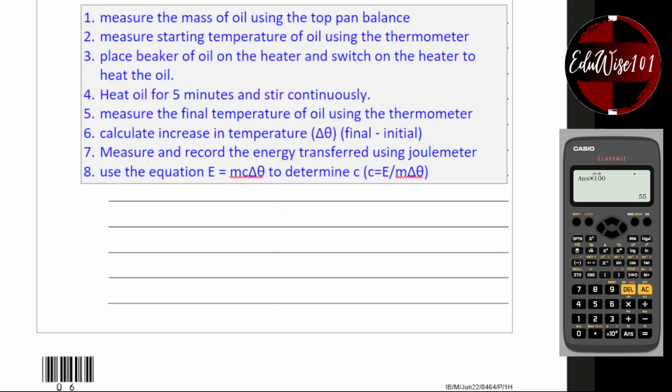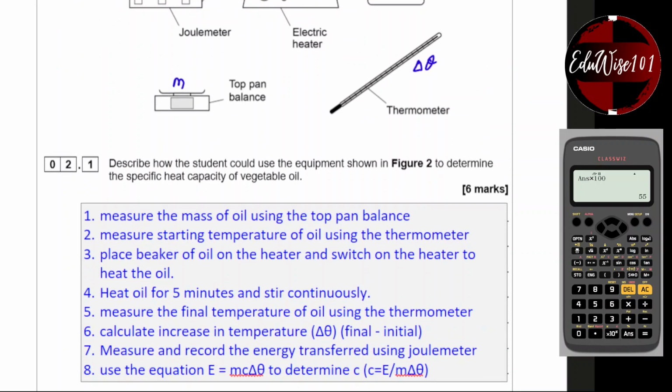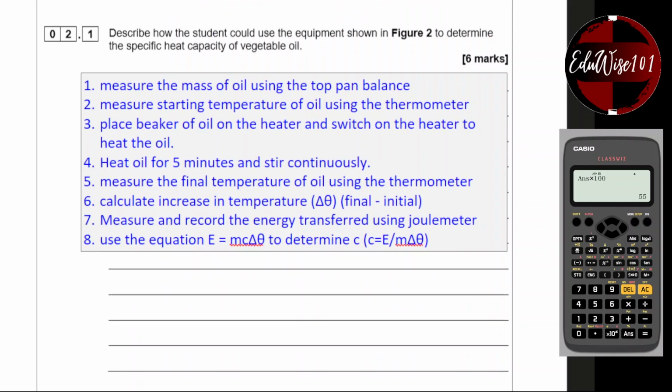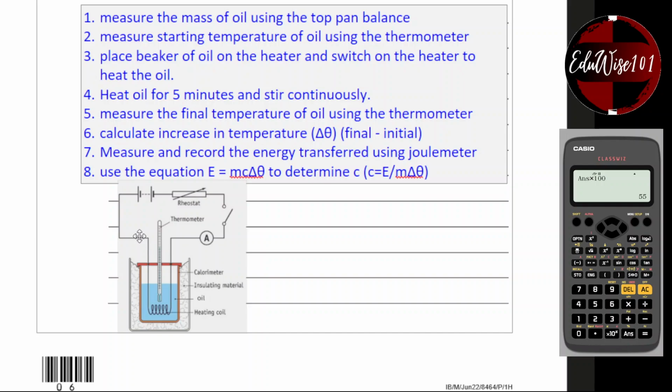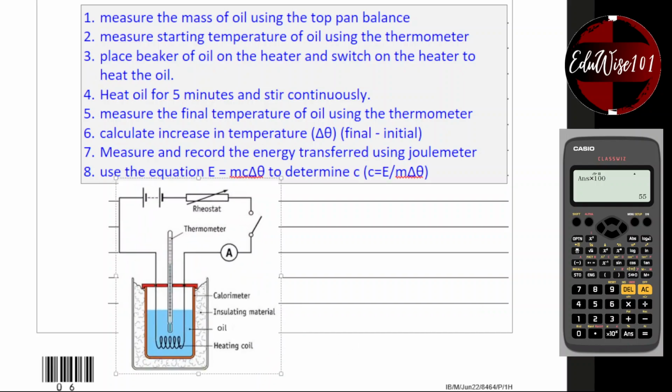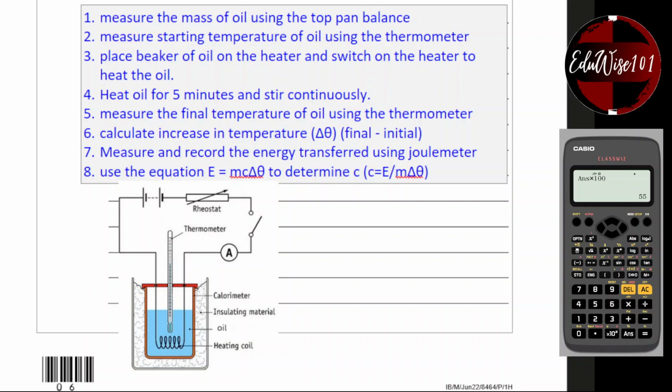Now, if you were to draw the diagram, I would actually just draw that simple part. But if it wasn't an electric heater like this, in class, you would use something called an immersion heater. So a typical example of that setup is basically here. So here, that's your heating coil. You have insulating material to ensure that no heat is lost. So you could add insulating material around this beaker as well. And here the power supply, the rheostat is to control the current in there.